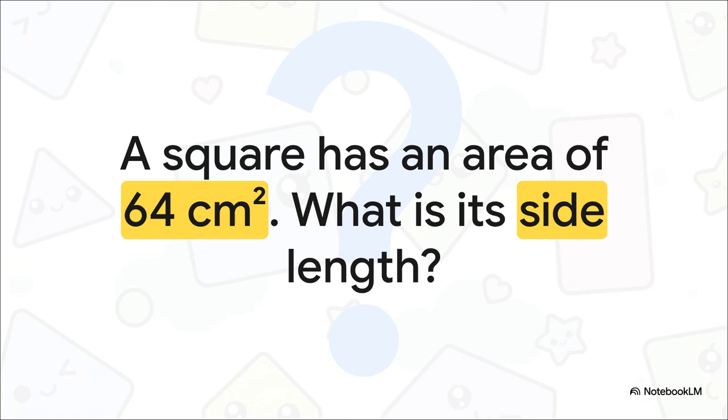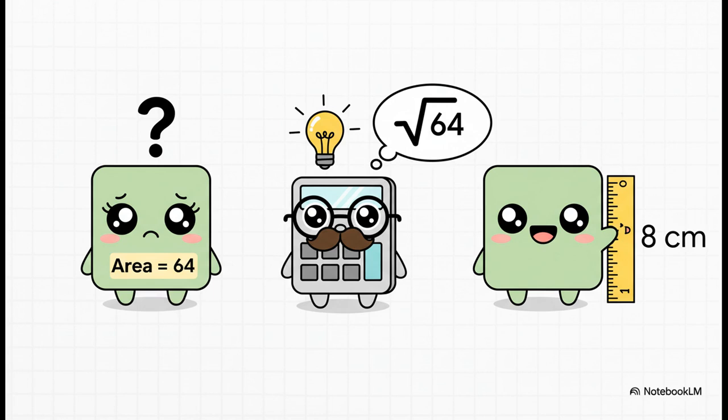Okay, let's actually put that toolbox to work with a little challenge. We can use these formulas to work backwards, which is super useful. So if I tell you a square has an area of 64 square centimeters, what's the length of one of its sides? Remember, the area of a square is side times side. So what number times itself gives you 64? Exactly. We just work the formula in reverse.